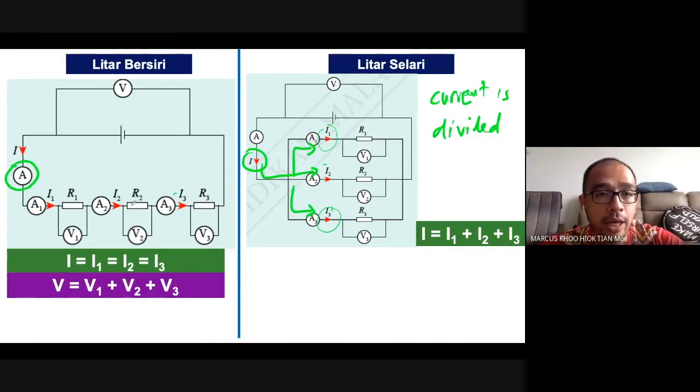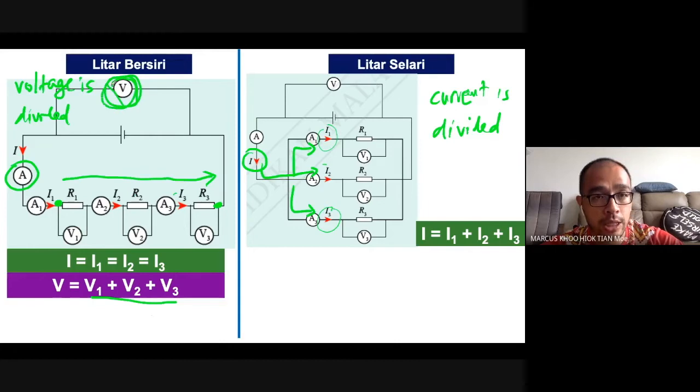Secondly, the voltage. In a series circuit, the voltage is divided. The voltage yang dibahagi. That means from here until here, jumlah voltan yang melalui di sini adalah sama dengan the main voltage over here. So V1 plus V2 plus V3 will equal to this big V over here. Manakala in parallel circuit, the voltage is the same because they are traveling from this point to this point.